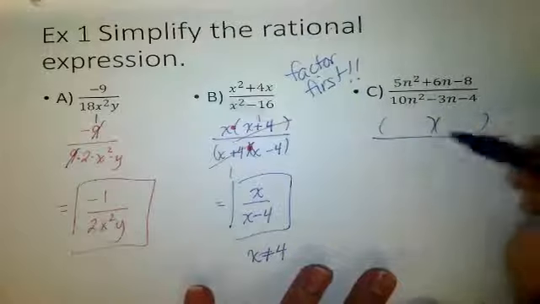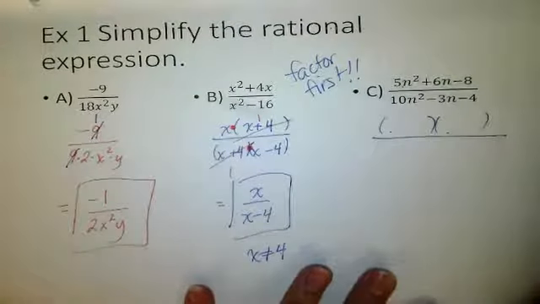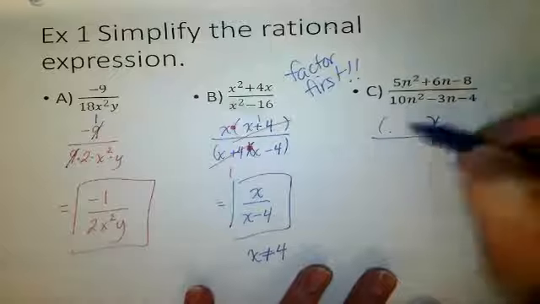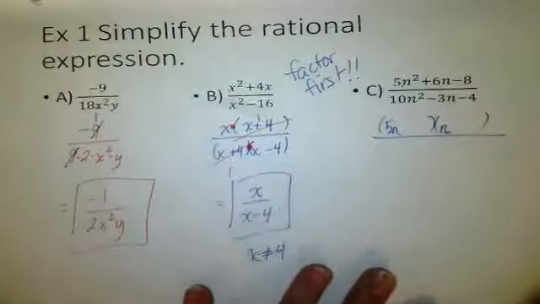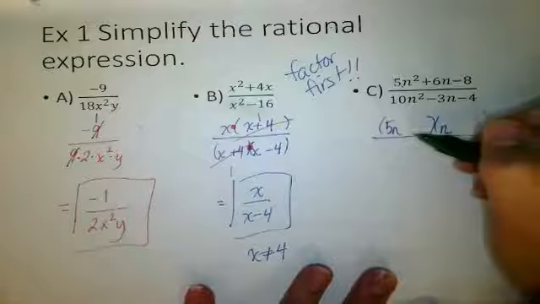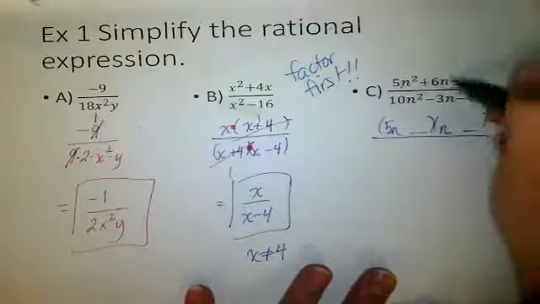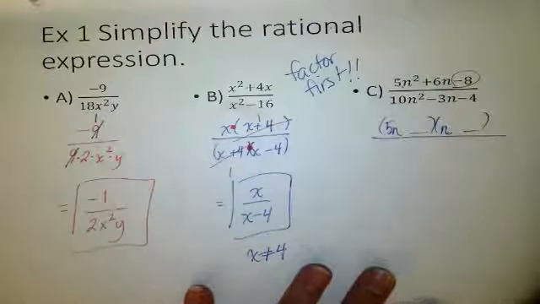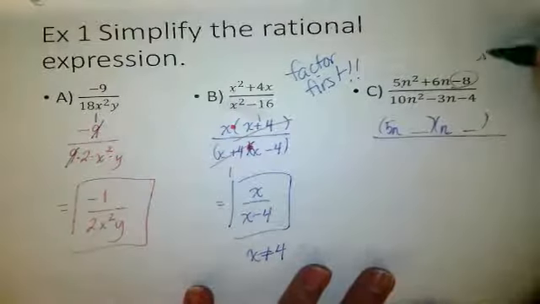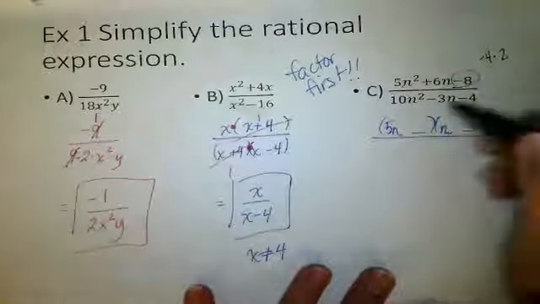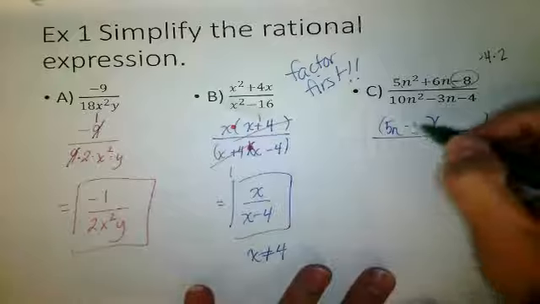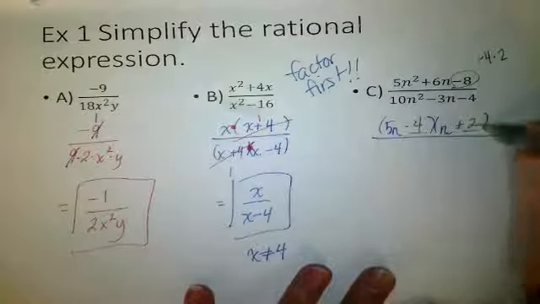All right. First times first has to be 5n squared. What times what is 5n squared? 5n times 1n. Very good. And then last times last has to be negative 8. What times what is negative 8? Negative 4 and positive 2. All right. Excellent. Negative 4 and positive 2. And there's some other choices in there.